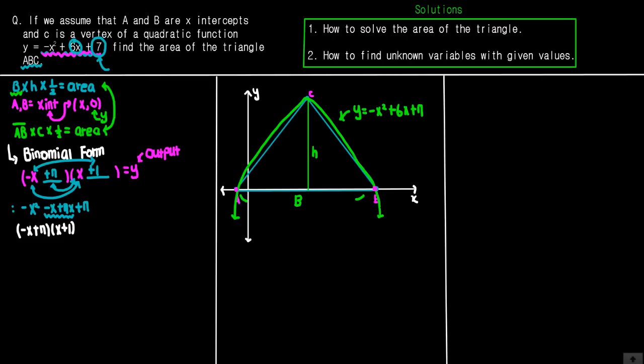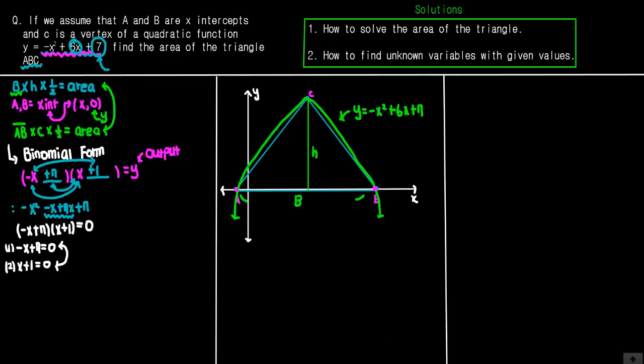We're trying to find the x value when the output is equal to 0. Because x-intercept means when the x value exists, the output of our function, which is y, should always be equal to 0. So there are going to be two cases. The first case is when negative x plus 7 is equal to 0. The second case is when x plus 1 is equal to 0. So there will be two possible x values.